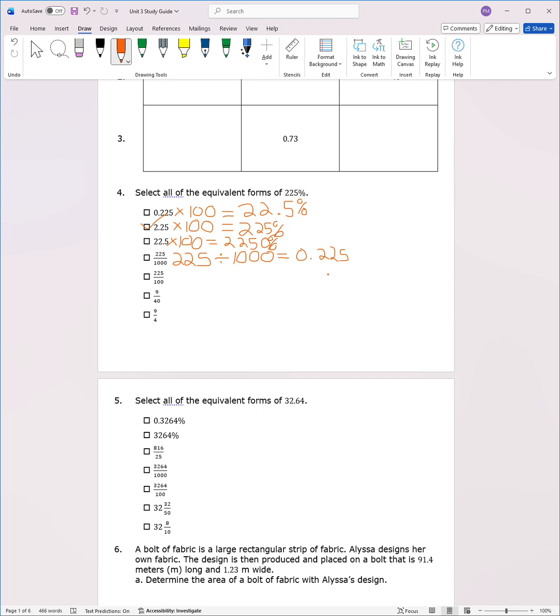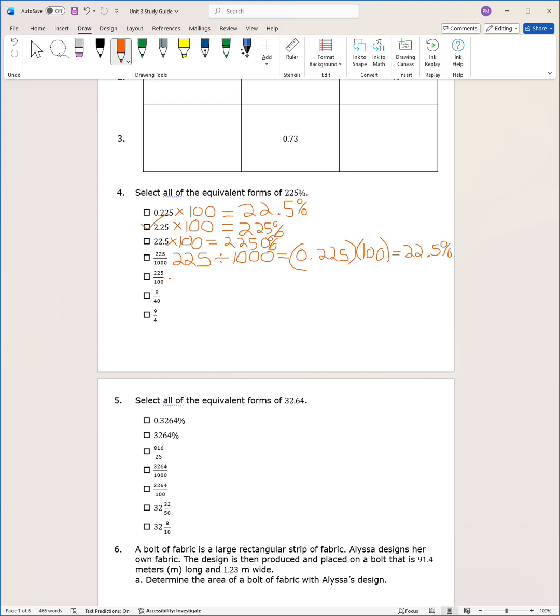Let's take that decimal now and multiply it by 100. And I'm going to show my multiplication here using parentheses, because remember, when you see those two sets of parentheses next to each other, that means you are multiplying. When we multiply these though, we're going to get 22.5%. This is not quite what we're looking for here. So this does not work. All right. Let's go ahead then and look at our next one here. We have 225 over 100.